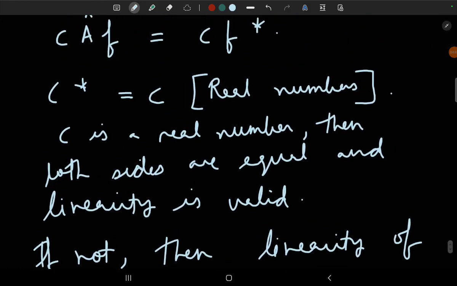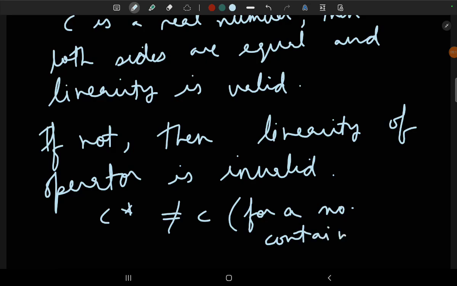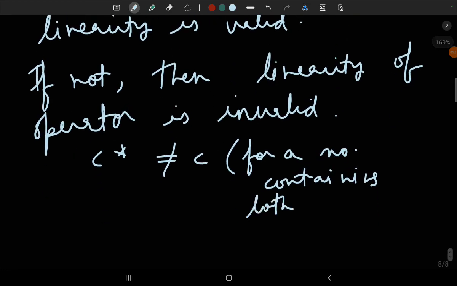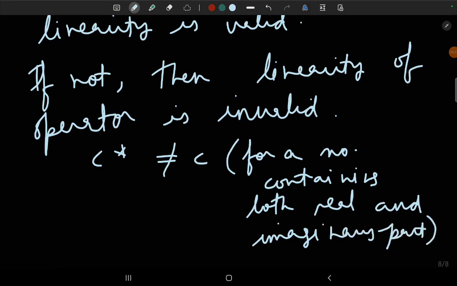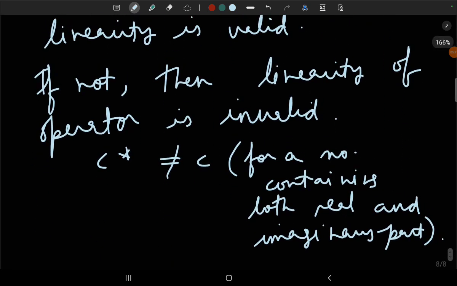If c is a real number, then linearity is valid. If c is a complex number containing both real and imaginary parts, c star is not equal to c, and linearity fails. In the case of a purely real number, with no imaginary part at all, the operator is linear.